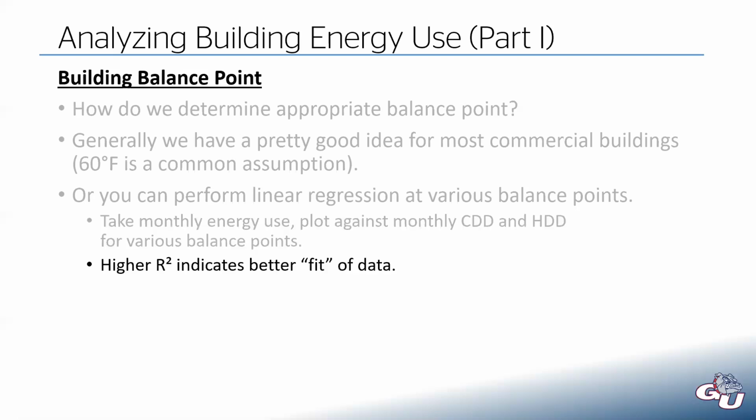And then after you've done that regression, you can look at the R squared metric, which I'm assuming in your labs, you've done some level of statistical analysis, but a higher R squared indicates a better fit of data. So if you try multiple balance points and you see that 62 degrees fits the data the best, well, that's a pretty solid way of determining an appropriate balance point.